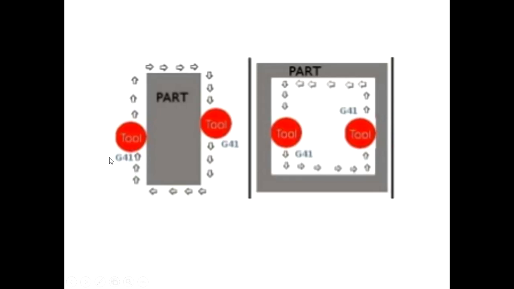The G41 code is used when we want to compensate the cutter diameter to the left side of the program surface. So this is the program surface and this is the direction. In this direction you want to compensate the diameter of the cutter, so it is the left side. That's why it is G41. This is for external milling.